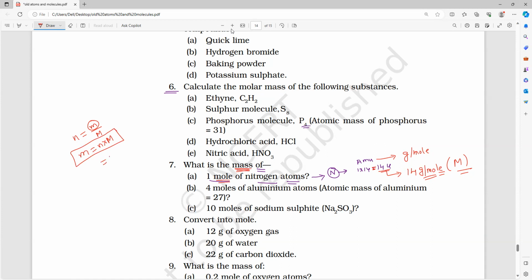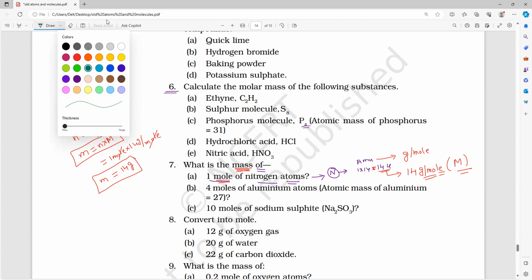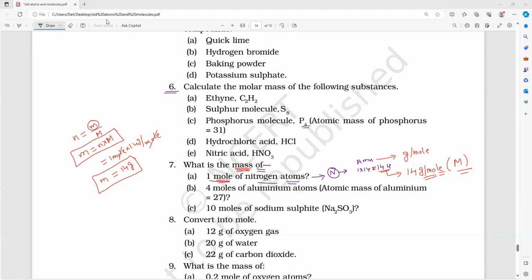Yes, sir. Given moles is 1 mole and given molar mass is 14 gram per mole. So mole will get cancelled. What is the given mass? Anybody? 14 grams. That's the answer. Clear? Understood? That is what you have to remember.